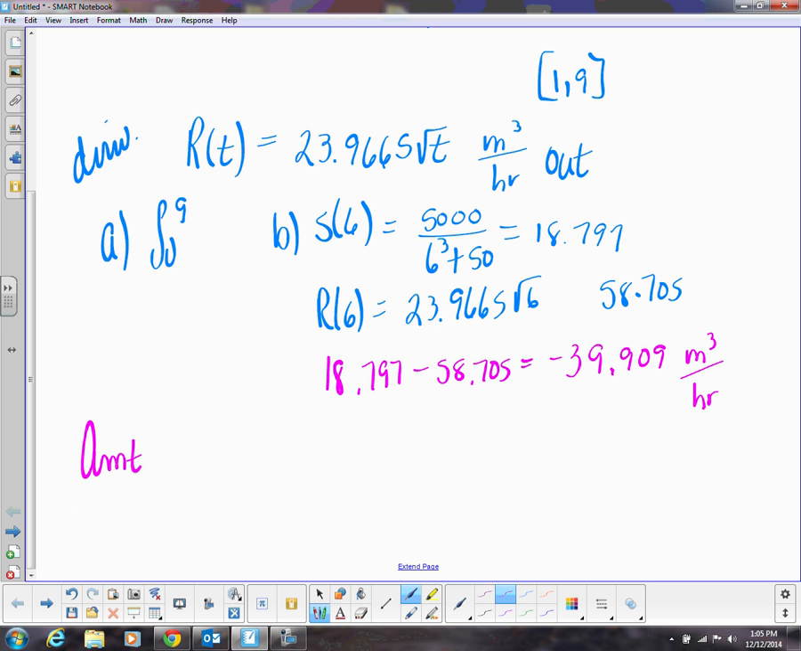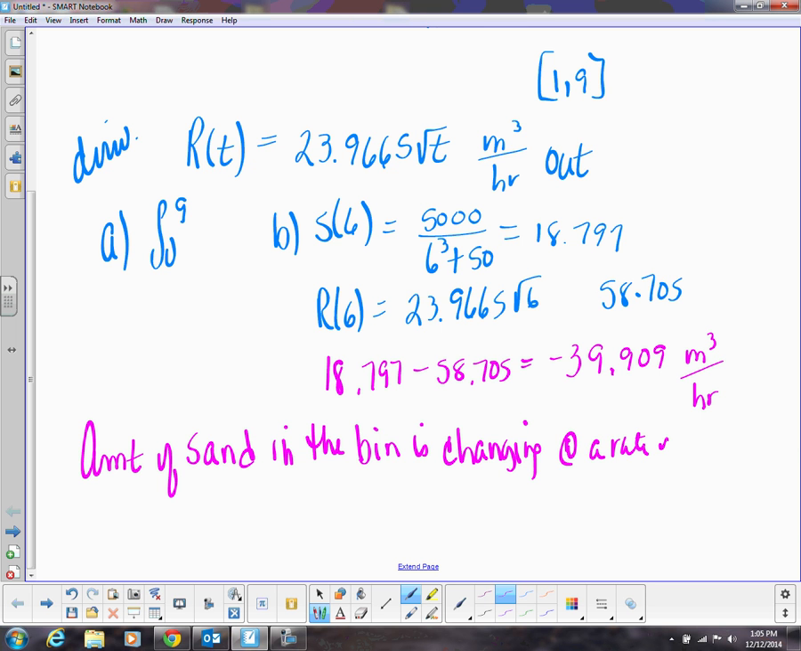This means that the amount of sand in the bin is changing. Notice the word they use, changing, at a rate of negative 39.909 meters cubed per hour. Now, I could have said that the amount of sand in the bin is decreasing at a rate of, but then that should have been positive if I use the word decreasing. So in other words, more sand is being taken out than is being put in.